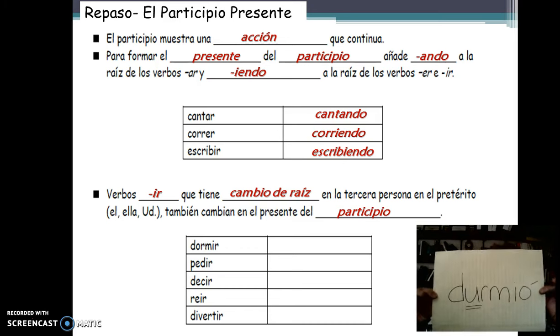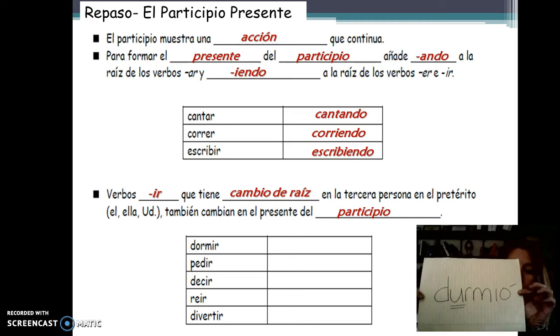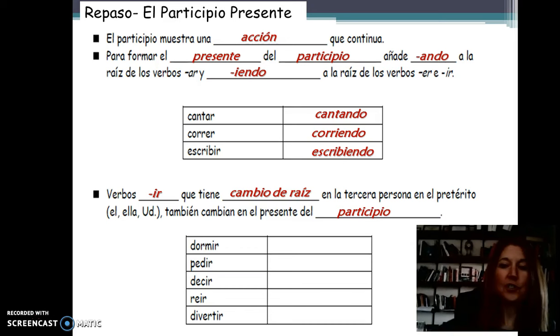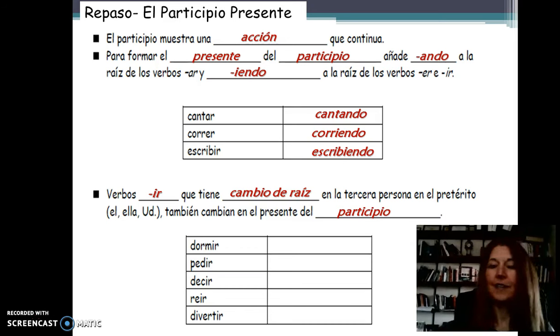This is what happens to the verb dormir. It goes to dormió. The O changes to U. So if the O changes to U in the preterite, it's also going to change to U in the present participle. And you get durmiendo, such as los estudiantes nunca están durmiendo durante la clase. They are never sleeping in class.